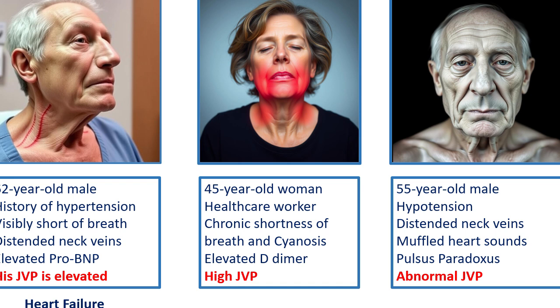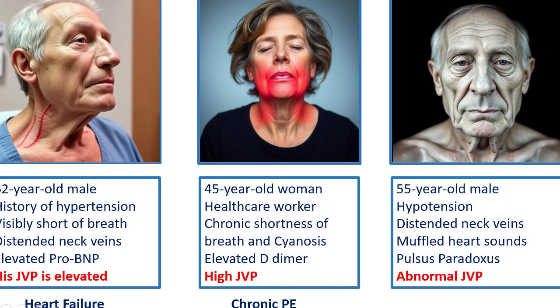What about the second case? This is a 45-year-old woman, a healthcare worker with chronic shortness of breath, cyanosis, elevated D-dimer, and high JVP. She is likely experiencing chronic pulmonary embolism. The chronic shortness of breath and cyanosis suggest ongoing respiratory compromise. Elevated D-dimer indicates clot burden or breakdown. High JVP points to right heart strain, often seen in chronic pulmonary embolism, where repeated emboli cause pulmonary hypertension and right heart failure. Confirmatory imaging like CT pulmonary angiography will be needed for that diagnosis.